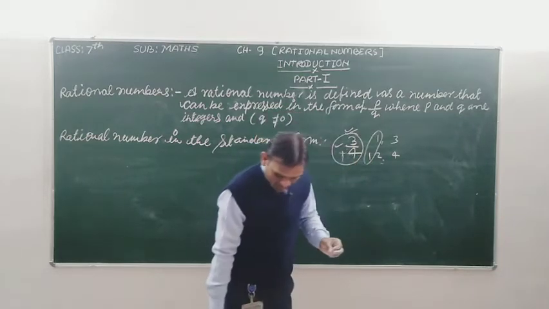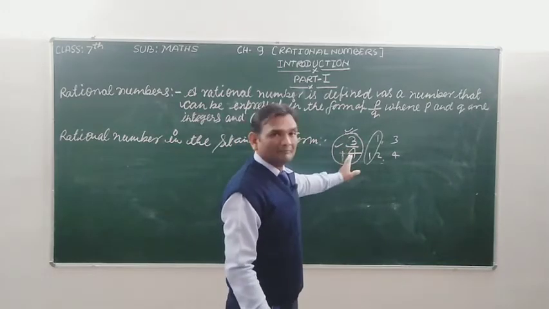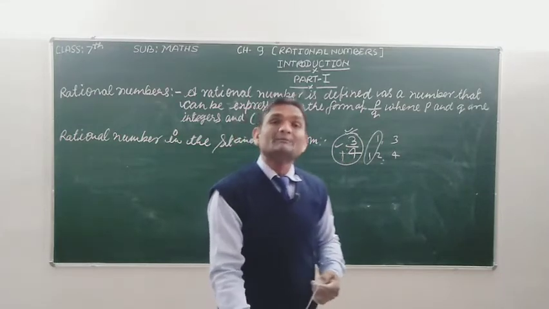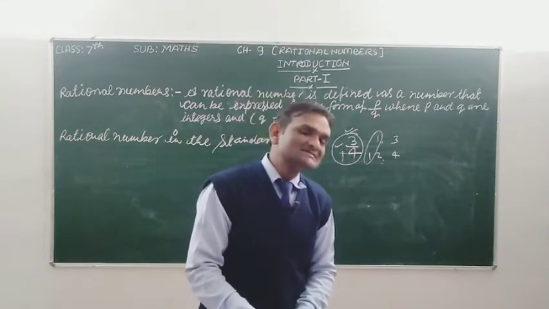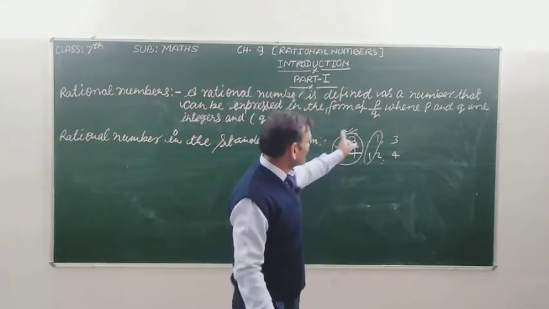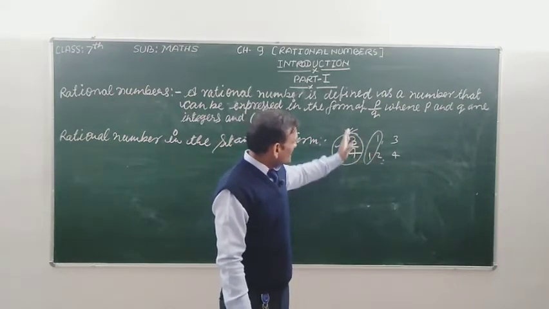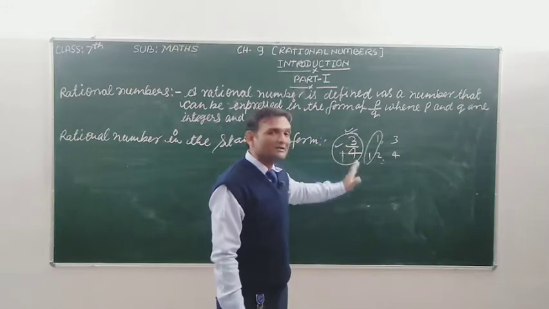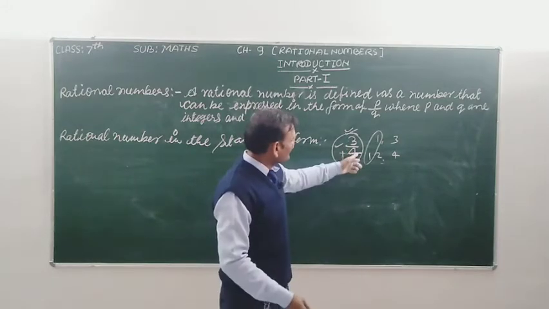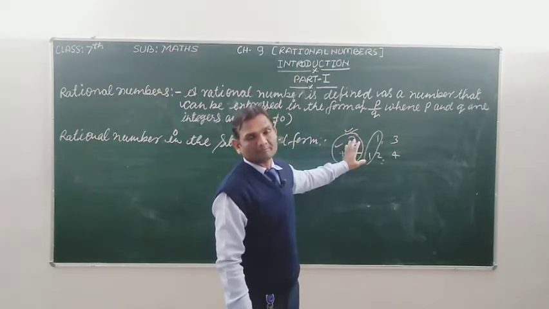In easy words, you can say that if the numerator and denominator of the given rational number are not divisible by any number, then the rational number is in the standard form. अगर दिया हुआ रेशनल नंबर का न्यूमरेटर और डिनोमिनेटर किसी भी नंबर से डिवाइड नहीं है, डिविजिबल नहीं है, it means this is standard form. This is the standard form of this rational number.